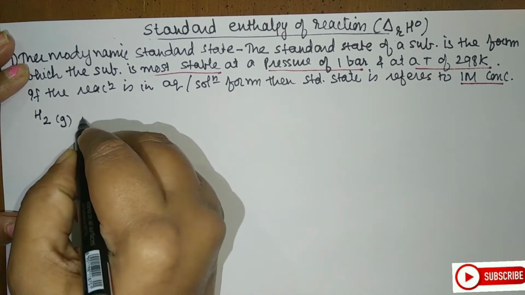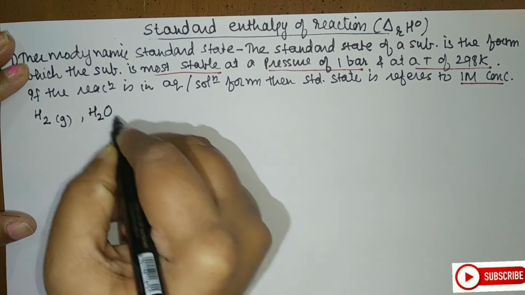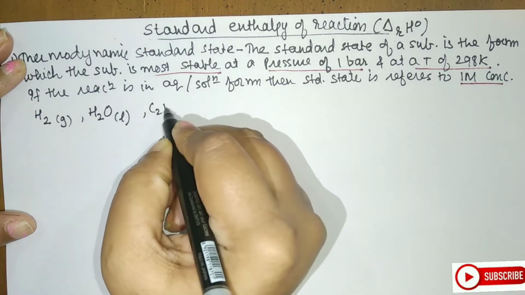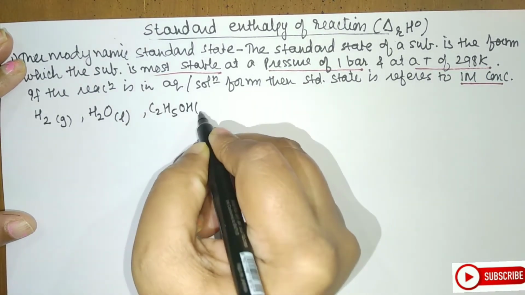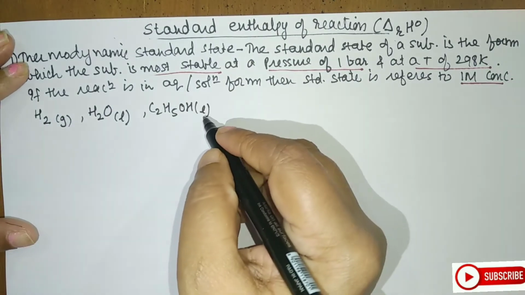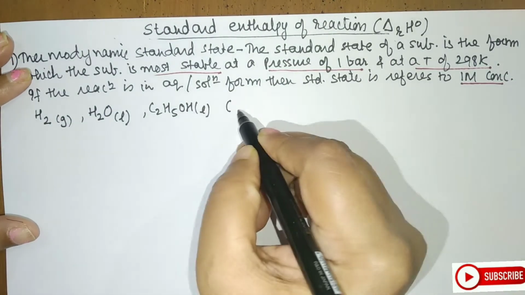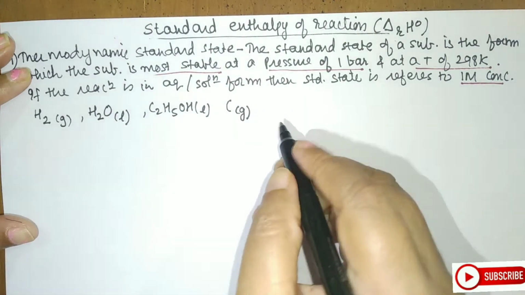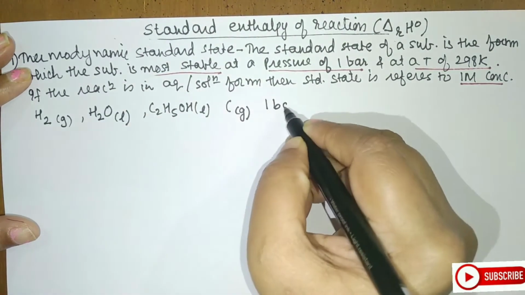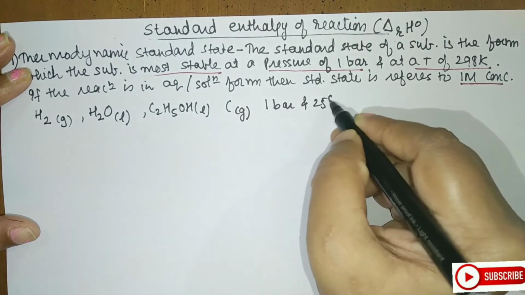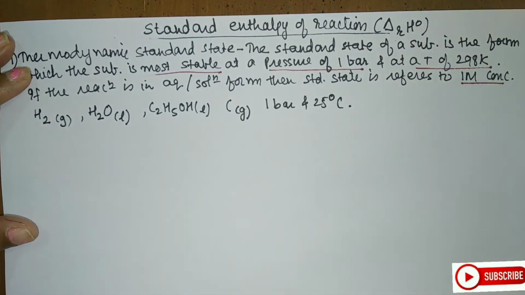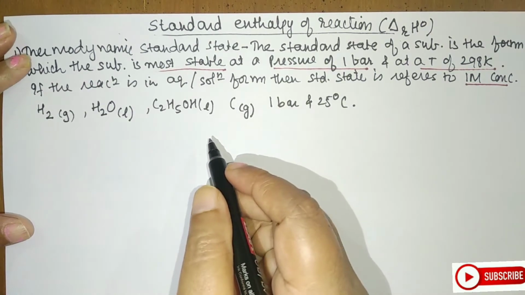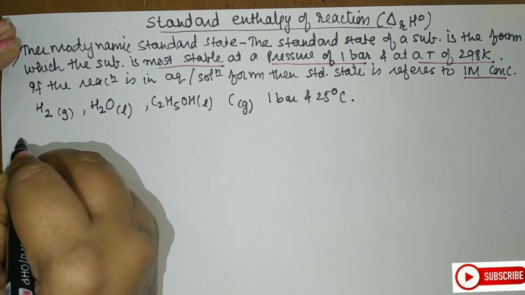Similarly, if I want to write water, I will write it as water in its liquid state. Ethyl alcohol, so it will be C2H5OH, liquid. If I want to write carbon, I will write carbon in the graphite form. So this all refers to their standard states at 1 bar and 25 degrees Celsius, that is 298 Kelvin. So how can you define the standard enthalpy of reaction? Let us see that.